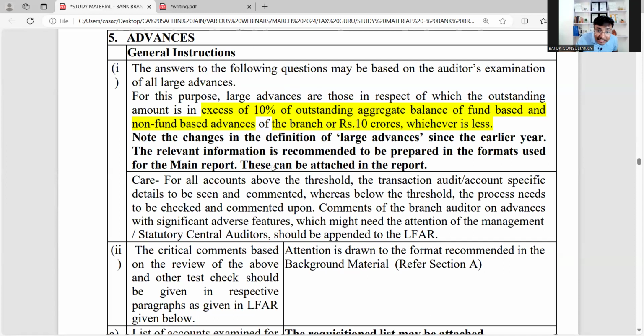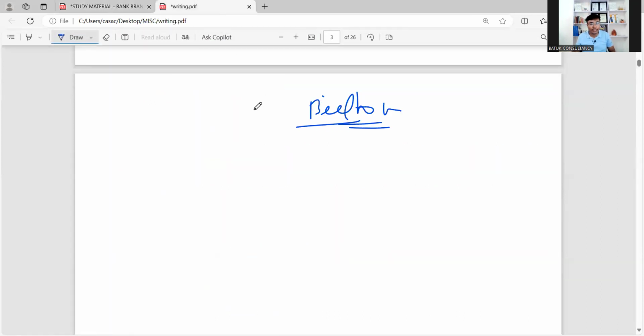In case of advances, if there is any advance which is in excess of 10% of the aggregate balance of the fund-based and non-fund-based advances of the branch, or 10 crore rupees, whichever is less, that file is to be completely reported in the long form audit report. Also, when we check the advances file, I just want to share certain things with you.